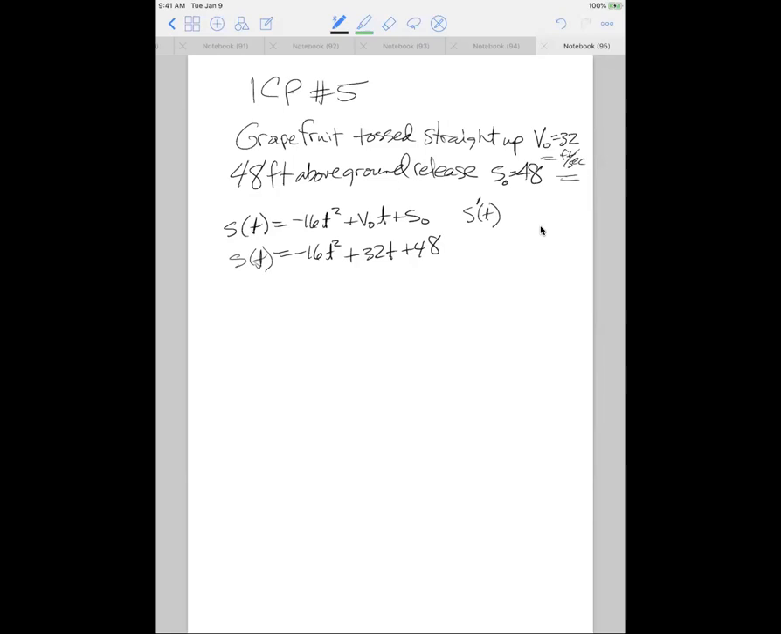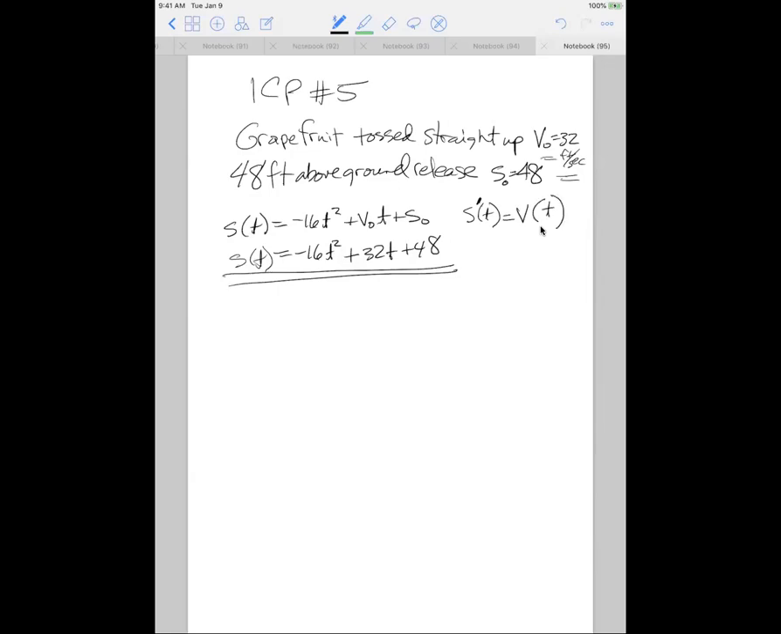So let's go through the process of what we did. The position function is this. This is how high it is above the ground. The derivative, the rate of change, the slope of position, is how fast the position is changing, which is velocity. So if you take the derivative of s, the position, you end up with v.